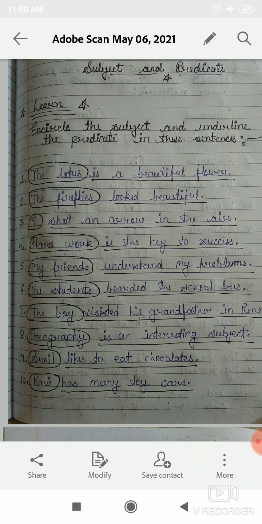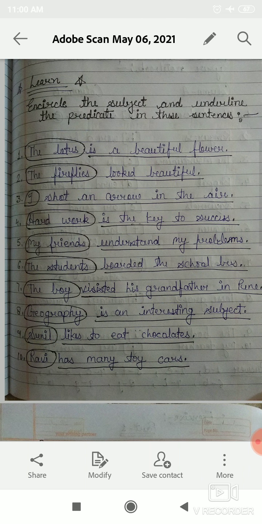Now next, number 2. The fireflies looked beautiful. Tell me which part of the sentence is subject. Here the fireflies is the subject. So students, you have to circle the words the fireflies and underline the group of words looked beautiful, because this is a predicate.